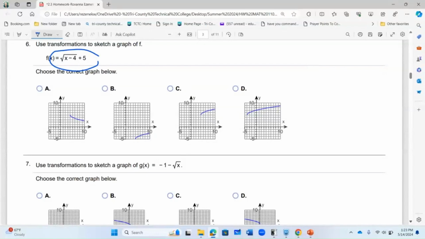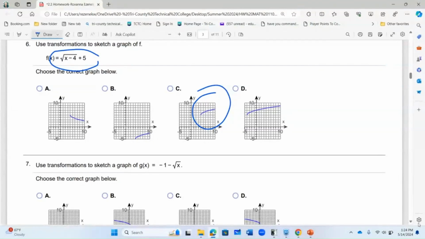So look at the radicand. We have x minus 4. That minus 4 is a horizontal translation. But 5 is outside the radical sign, so it's vertical. Okay, so my answer will be 4 units to the right and 5 units up. And this is the only one that looks like my answer: 4 units to the right and 5 units up.